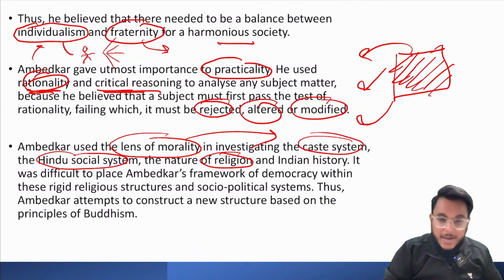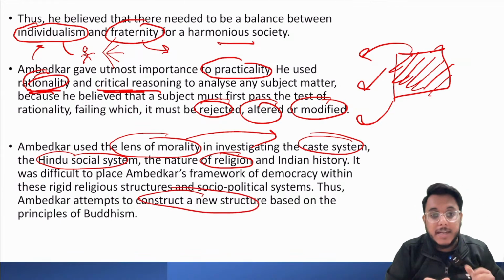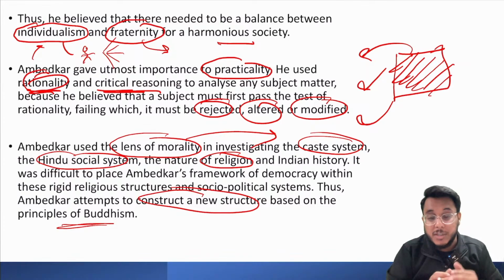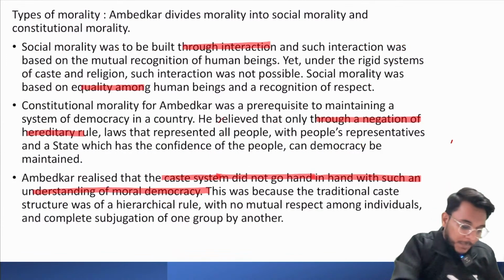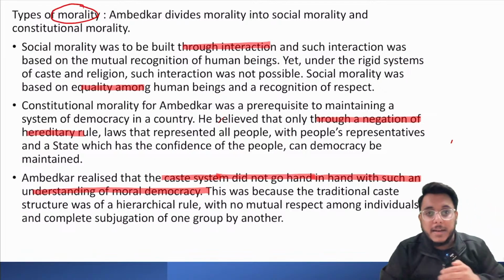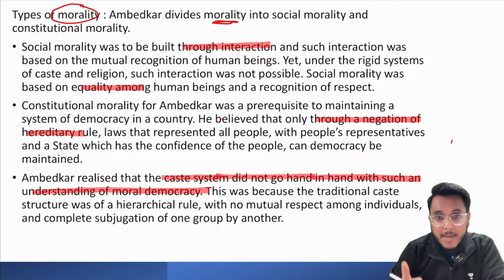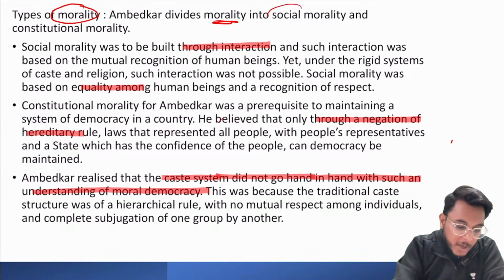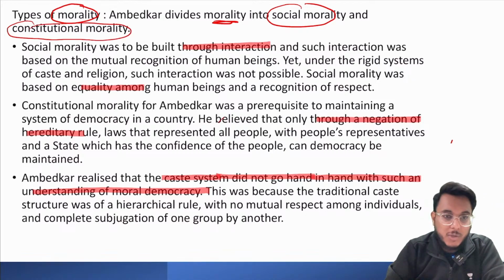Now, Dr. B.R. Ambedkar tries to construct a new social structure. He wanted to construct a new society based on the principles of Buddhism, where everybody is given their own importance. Fine. Now, Dr. B.R. Ambedkar has divided morality into two parts. According to him, there are two types of morality: one is social morality and the other is constitutional morality.